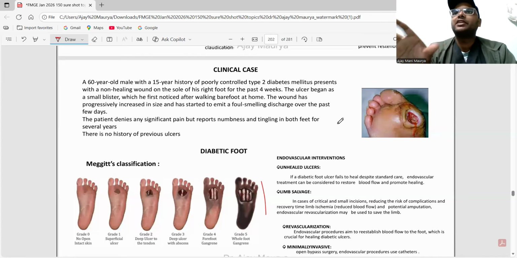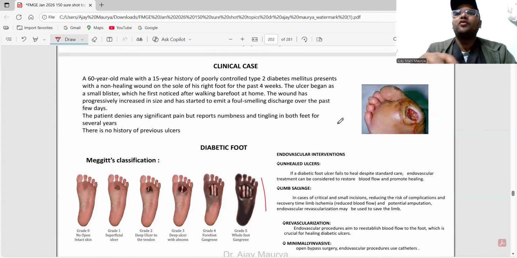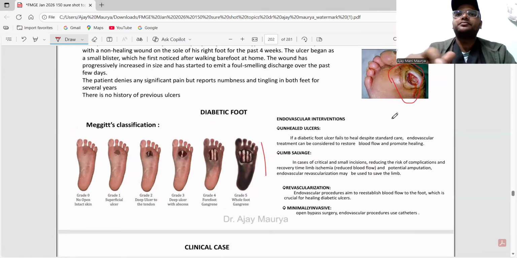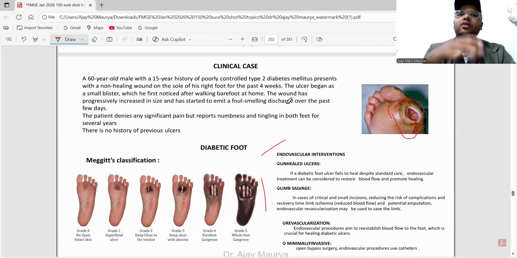Okay, now management is very important in surgery. Everyone knows that it's a case of the diabetic foot, but you have to know the management. The only thing is that if it is in a very severe condition, you have to do the amputation. Okay, that's it.